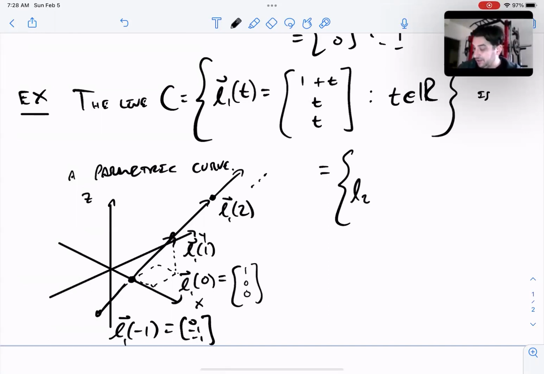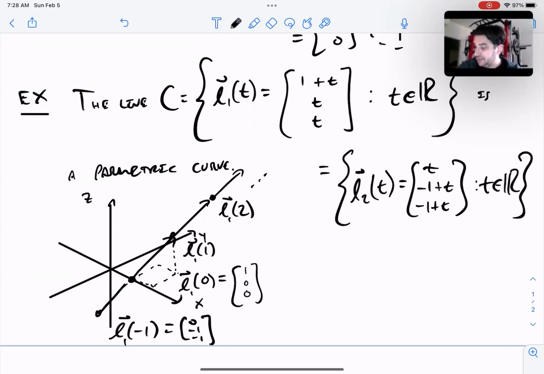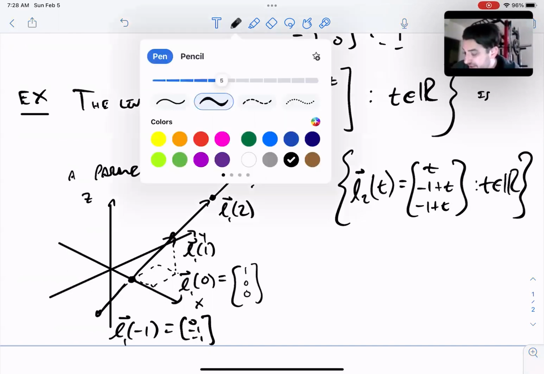You could do L2, right? And let's say on this L2, I'm going to do t - 1 plus t and -1 plus t, where t is in the reals. This is another parameterization of exactly the same line, right?